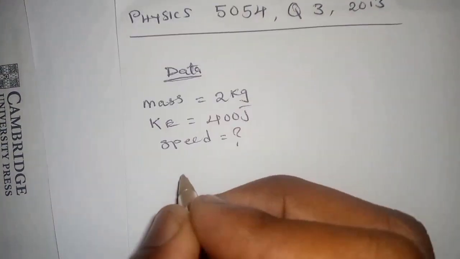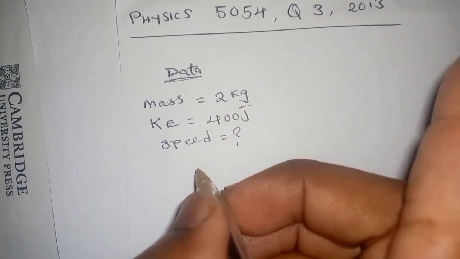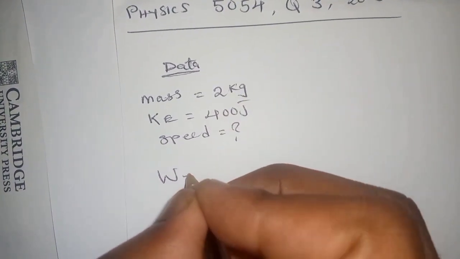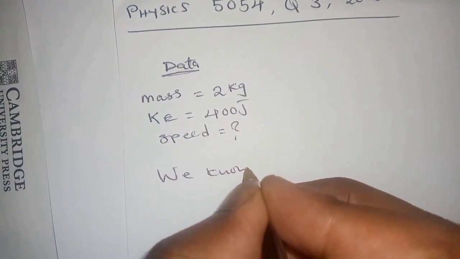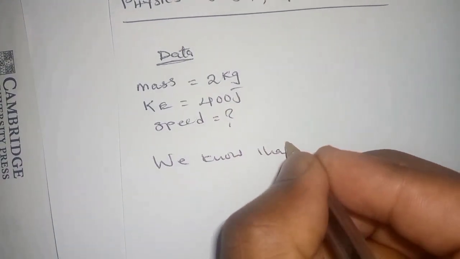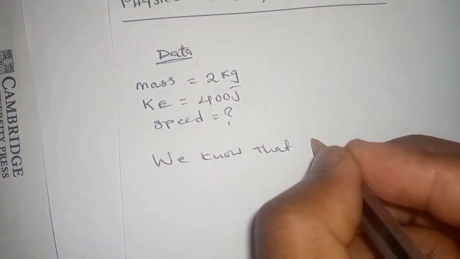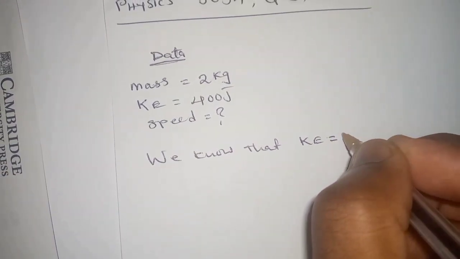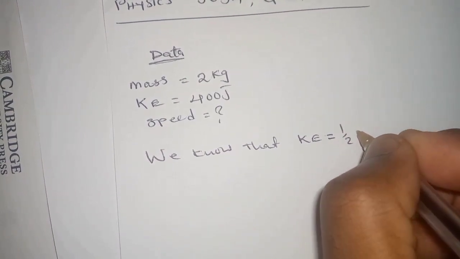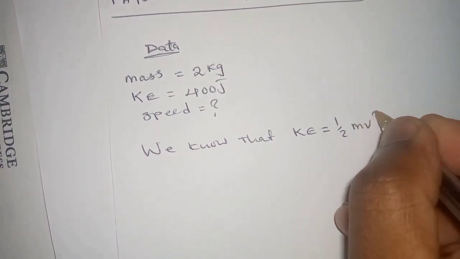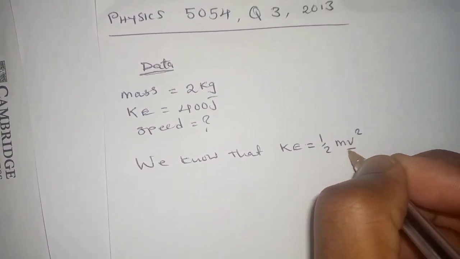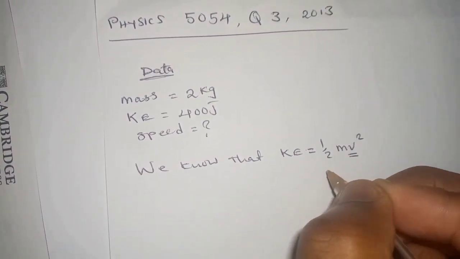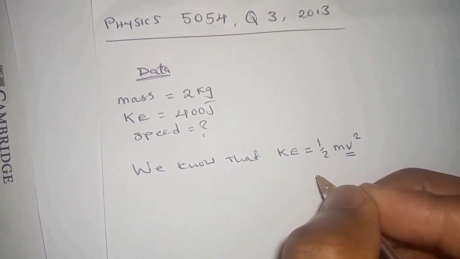So to begin with here, we know that our kinetic energy is given by the formula half mass multiplied by velocity squared. So this is the velocity that you are actually looking for. Speed and velocity are used interchangeably.